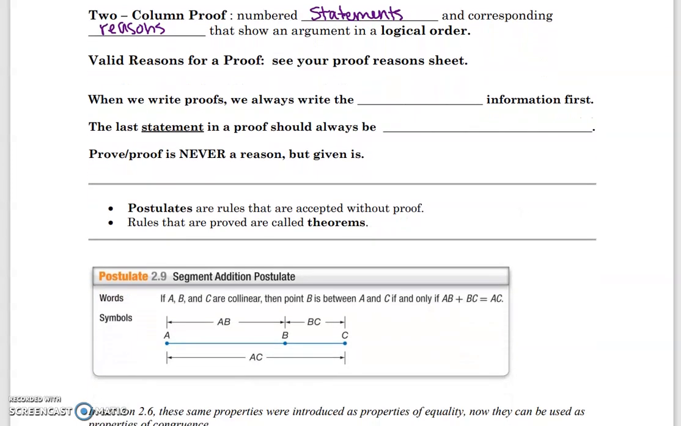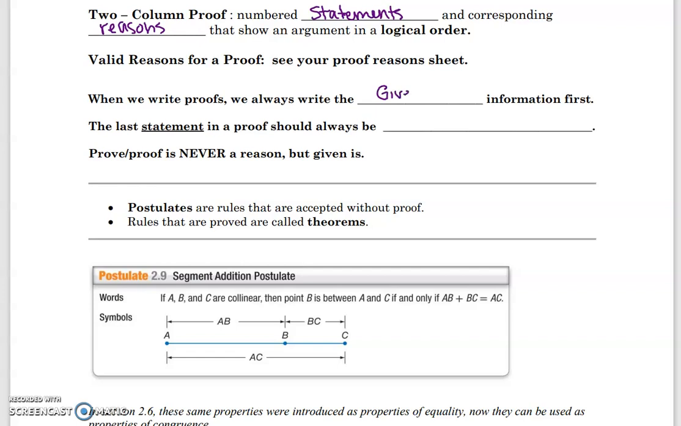And then when we write proofs, we always write the given information first. The last statement in the proof should always be what you're trying to prove. But the reason is never prove. That's not an actual legitimate thing that means anything. So prove or proof is never a reason, but given is, because you have to start somewhere.